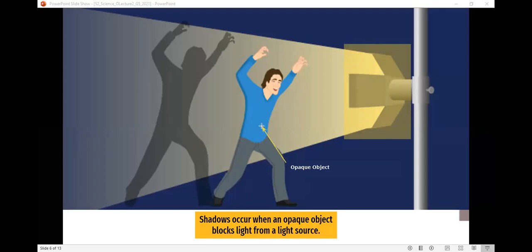The source of light sends light in the room. Let's draw some arrows showing how the light moves in the room. But look, the light is blocked by an opaque object. So what do we have right here? What did this form on the wall?